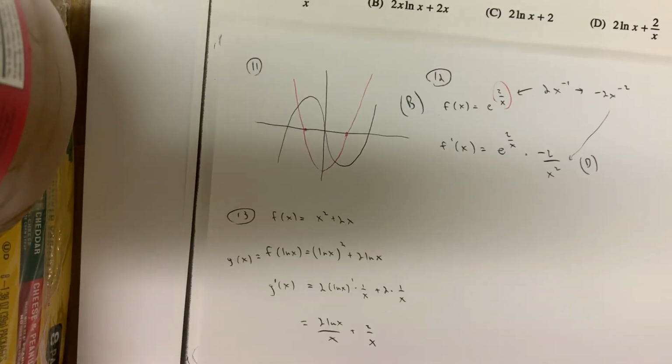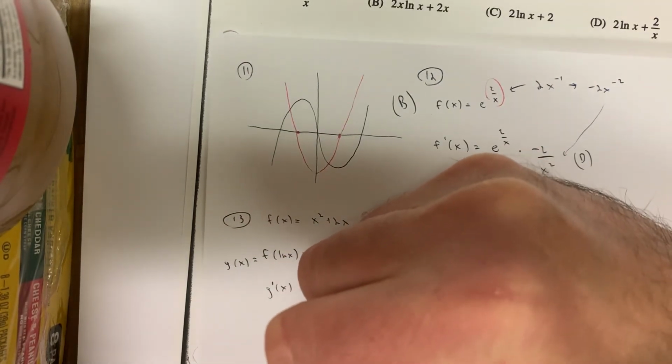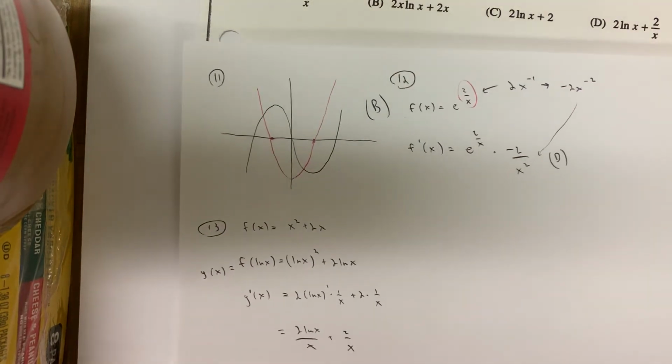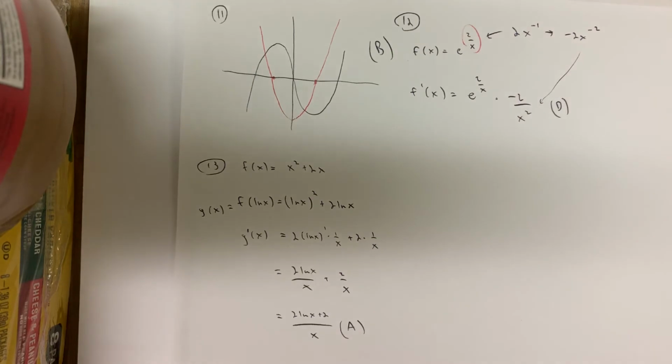Does that look like stuff in our multiple choice? We can see we have a common denominator here, so 2 ln x plus 2, quantity, over x. It looks like that answer is there. It's actually answer choice A.